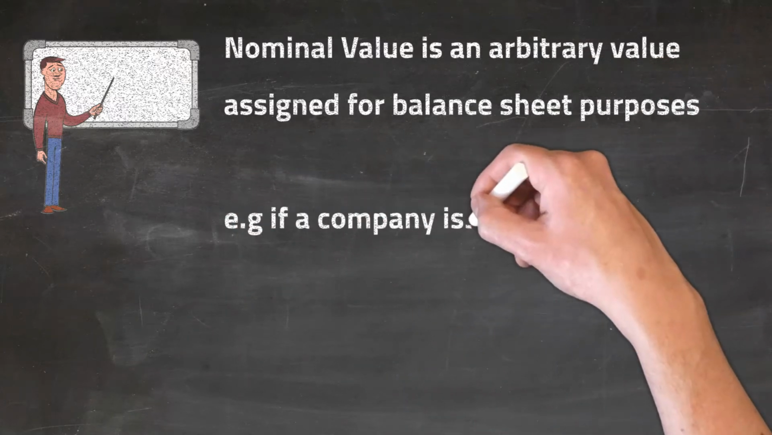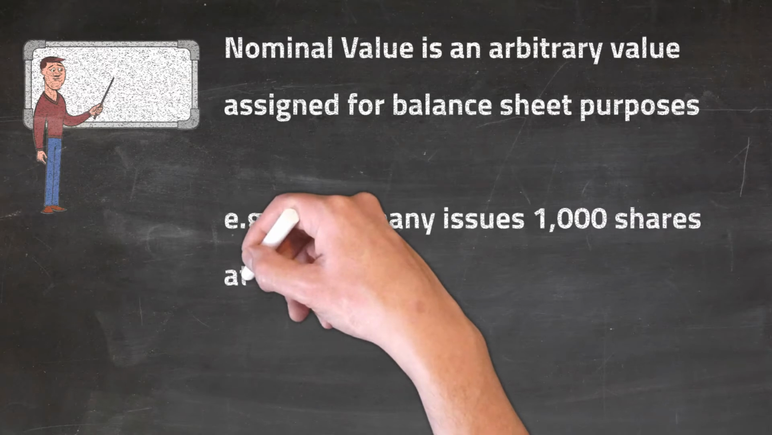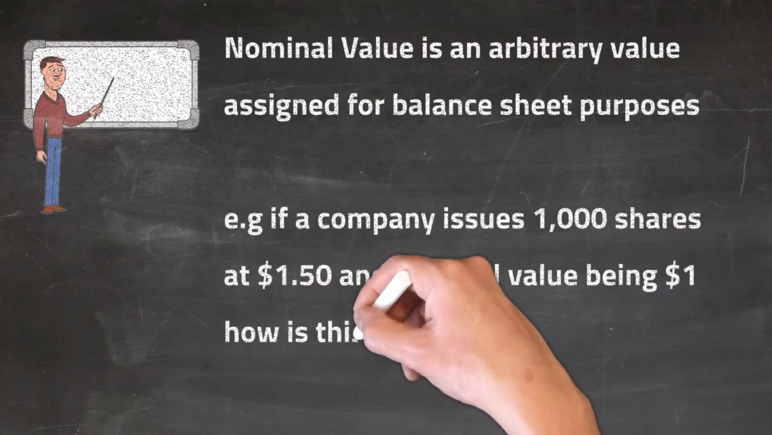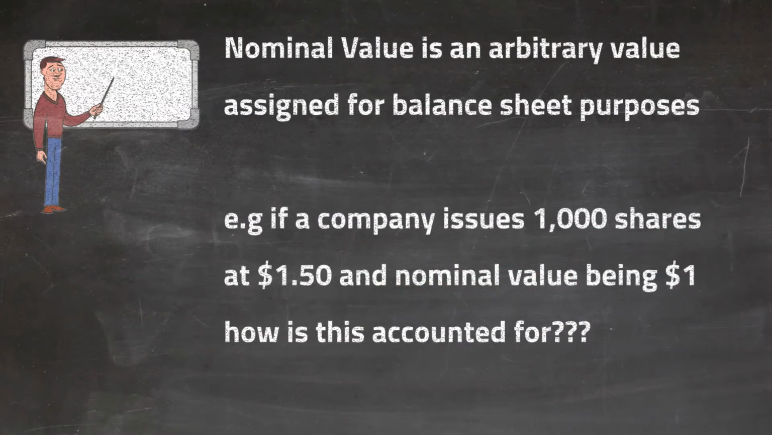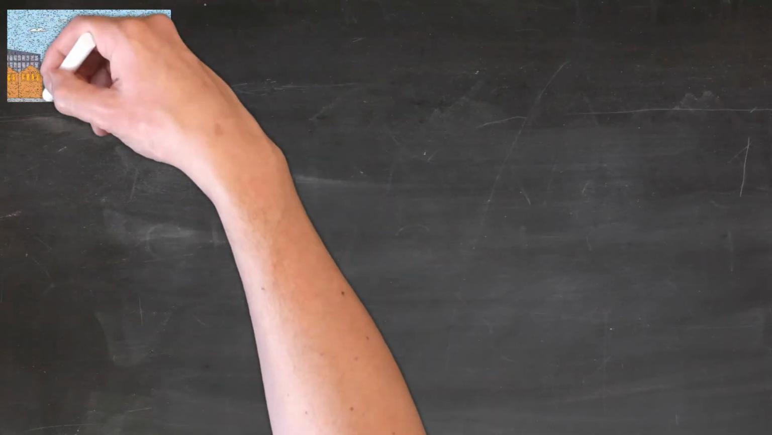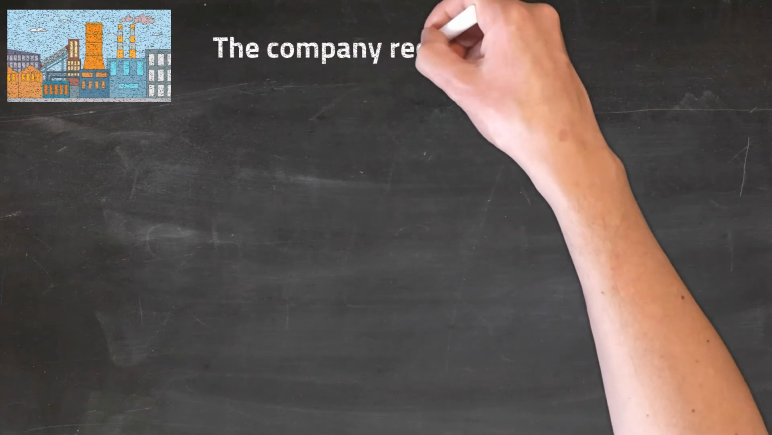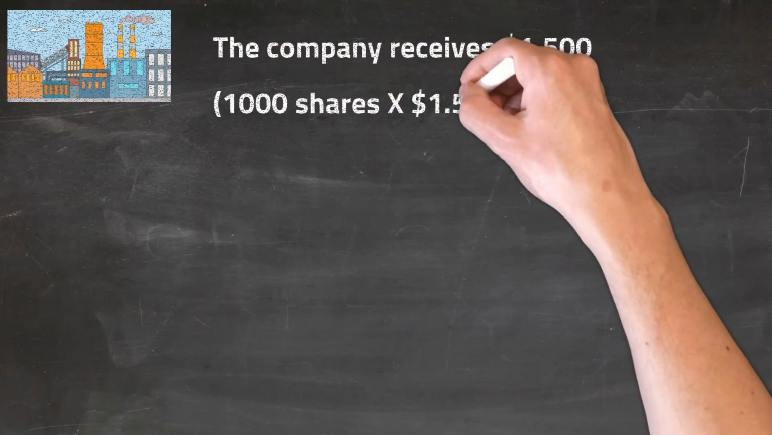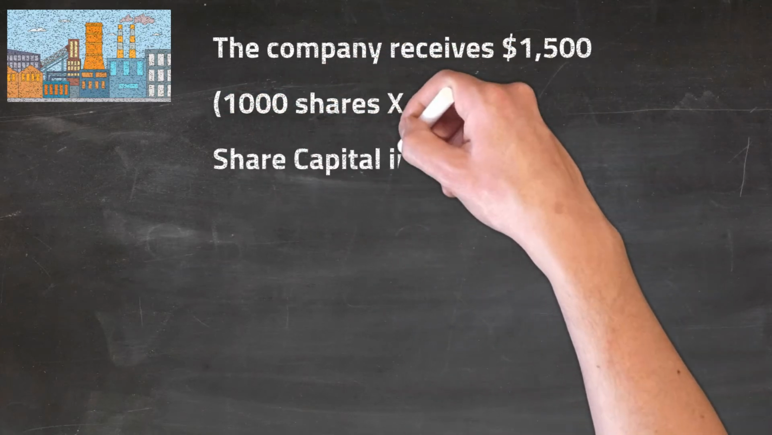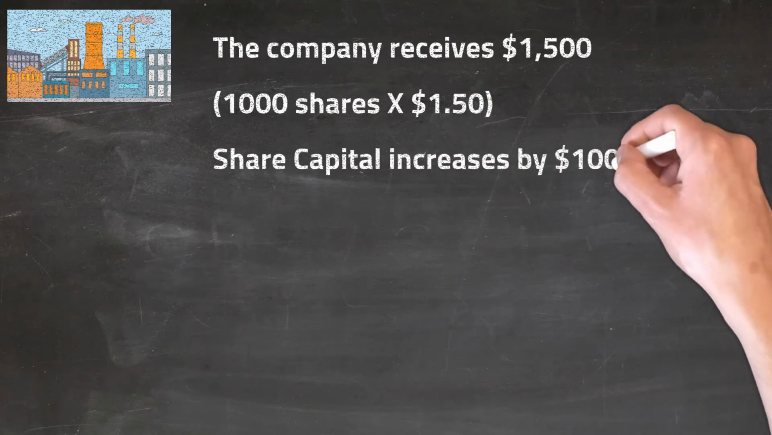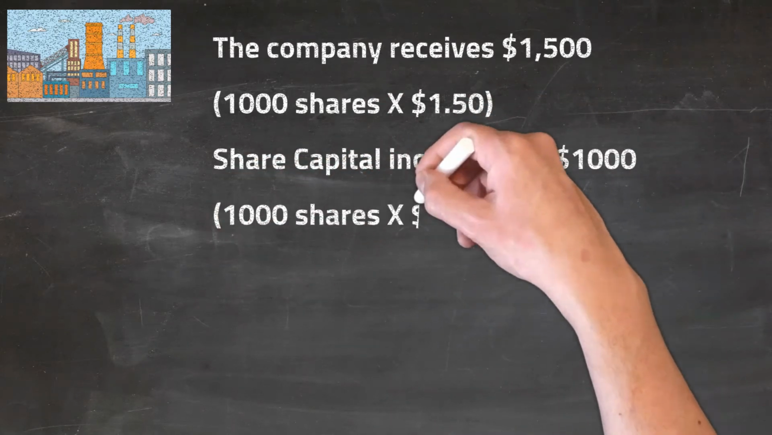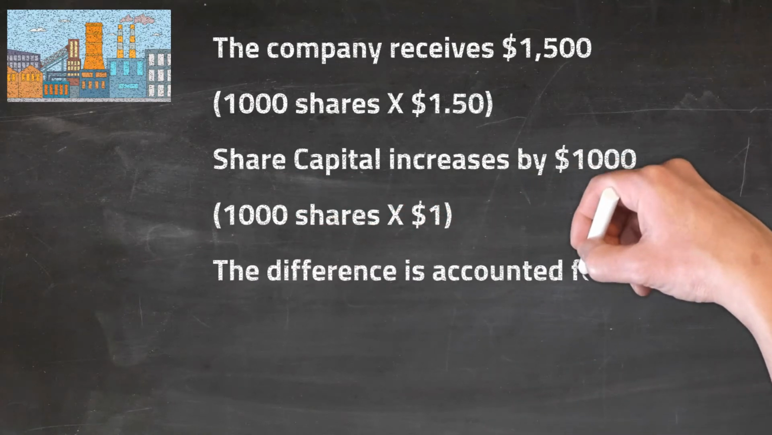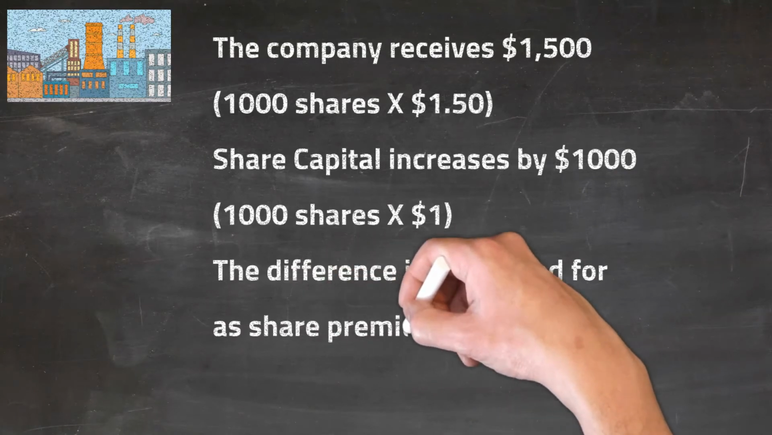Let's say a company wishes to issue 1,000 shares at $1.50 and the nominal value is $1. Well, the company will receive $1,500, 1,000 shares multiplied by $1.50. Share capital increases by $1,000, the nominal value. The difference is accounted for as share premium of $500.